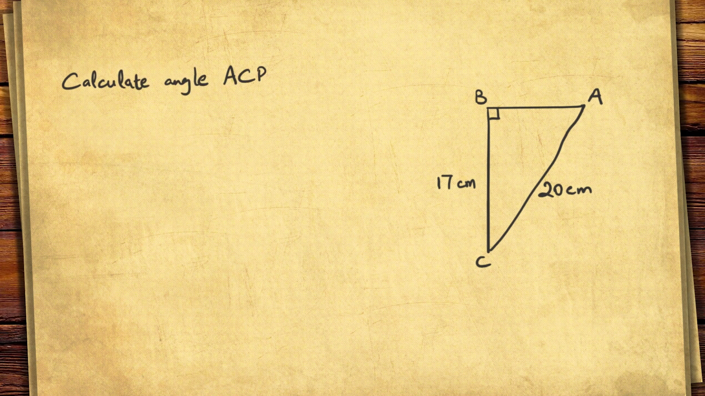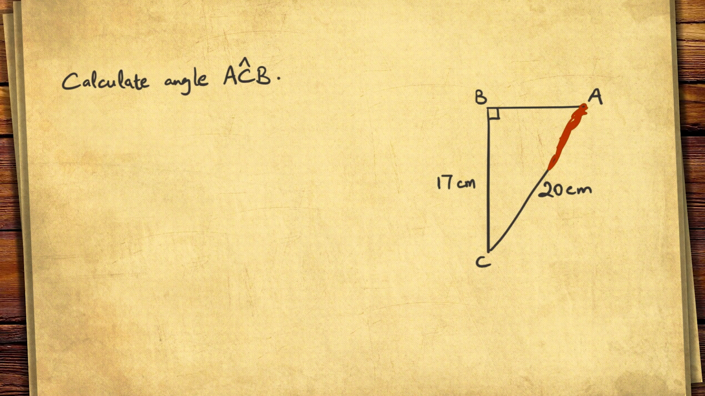In the problems we solved up till now, the angle was given to us. Now let's see how to use sine, cos and tan when the angle is unknown and we have to calculate the value of the angle. Look at this triangle ABC. In this triangle we have to calculate the value of angle ACB, that is this angle.